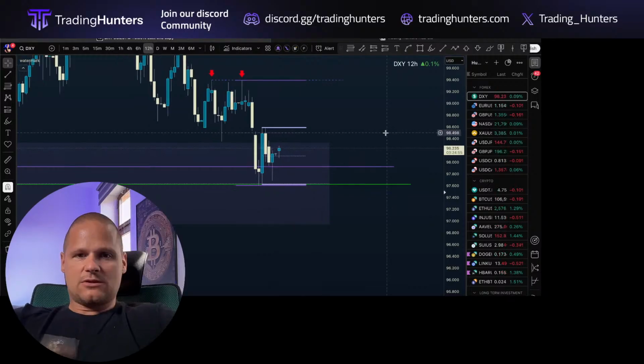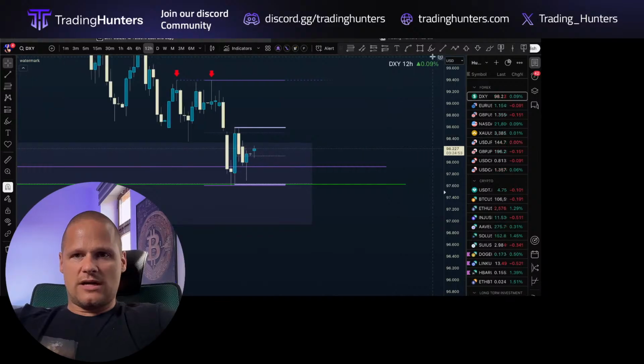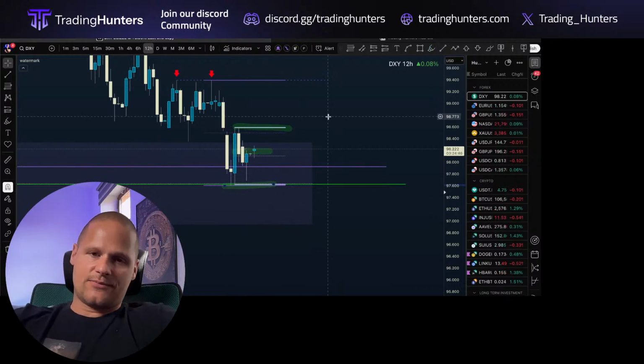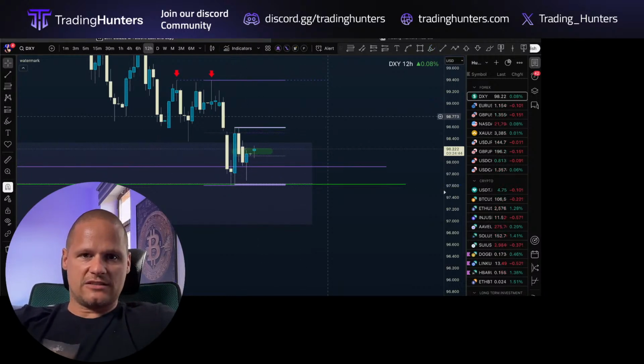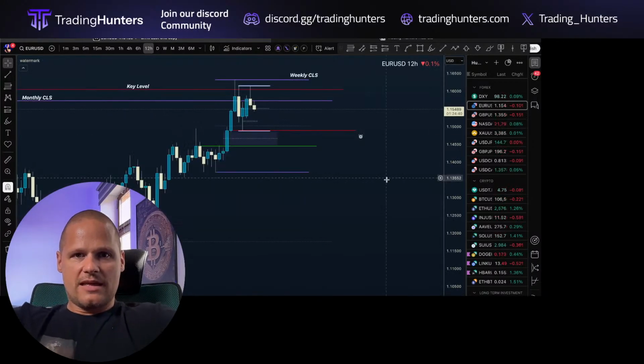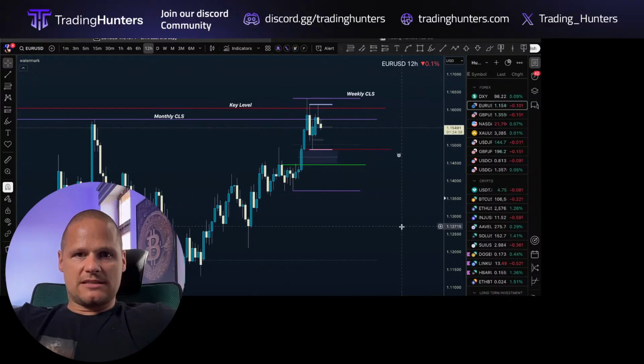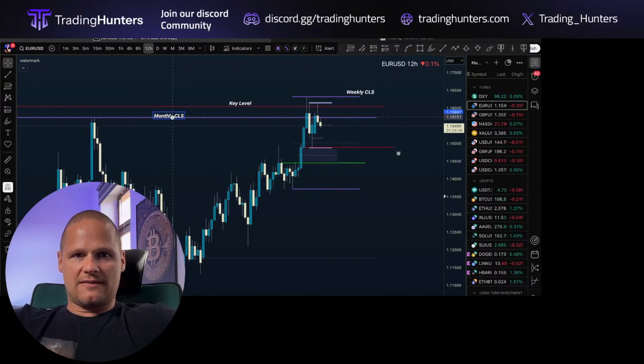I'm not excited to do anything here because it's in the midpoint of this range, right? And I just do not want to simply enter longs on the dollar. So here is the euro, and a similar situation. We are reaching the monthly CLS high here, but we still have this Monday range here. We are also at a key level. We have the weekly range high here, Monday range high here.